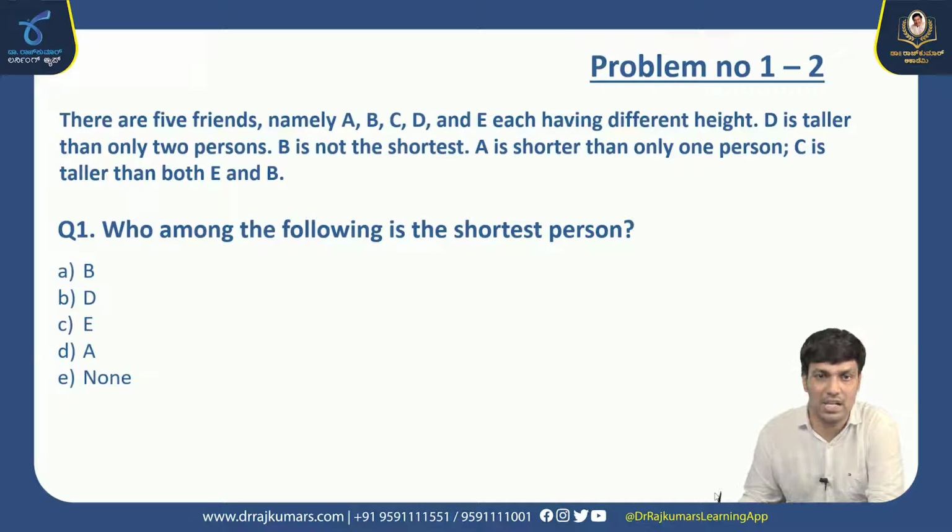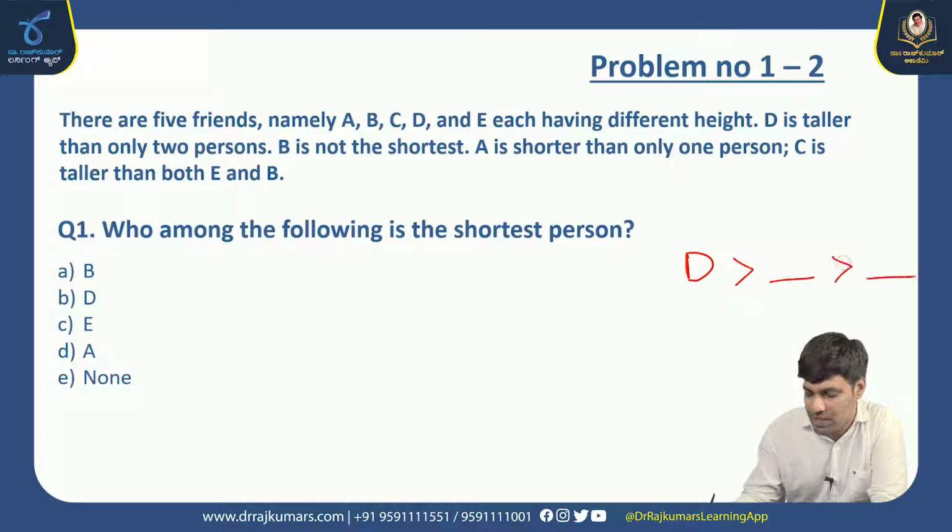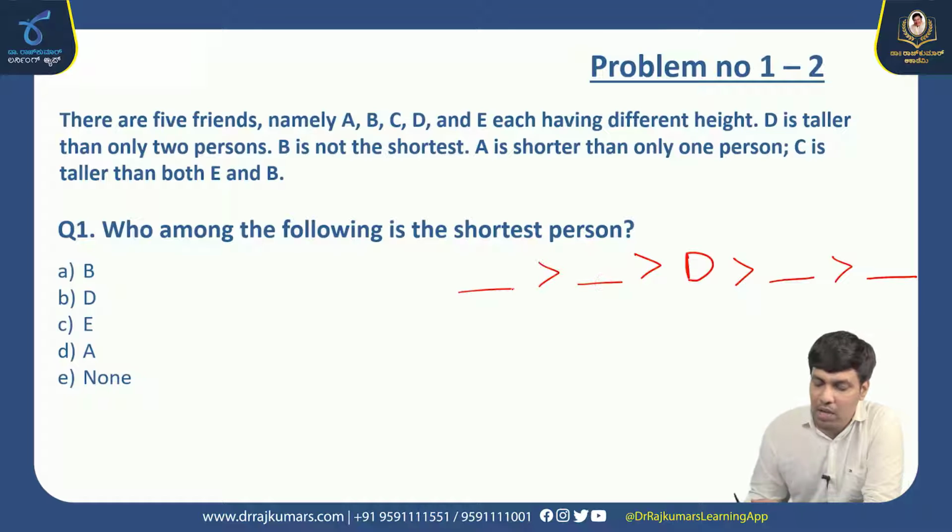Here we have some passage which is regarding comparison of their heights. They are telling D is taller than only 2 persons. D is taller when compared to only 2 persons. When compared to the other 2 persons, he is shorter. Then B is not the shortest. They are telling that B does not come in the shortest position. A is shorter only when compared to C, but he is taller when compared to all other persons. A is shorter than only 1 person. That 1 person will be in this position.